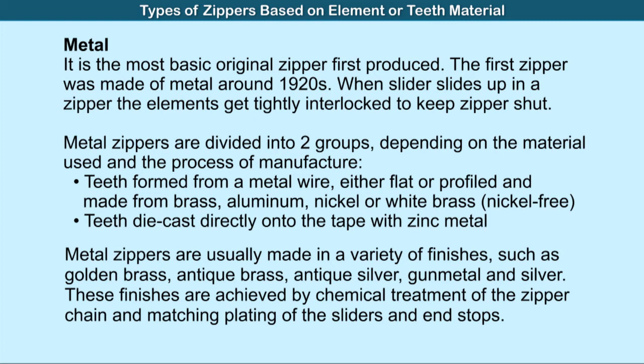Metal zippers are usually made in a variety of finishes, such as golden brass, antique brass, antique silver, gun metal, silver, etc. These finishes are achieved by chemical treatment of zipper chain and matching plating of sliders and end stops.